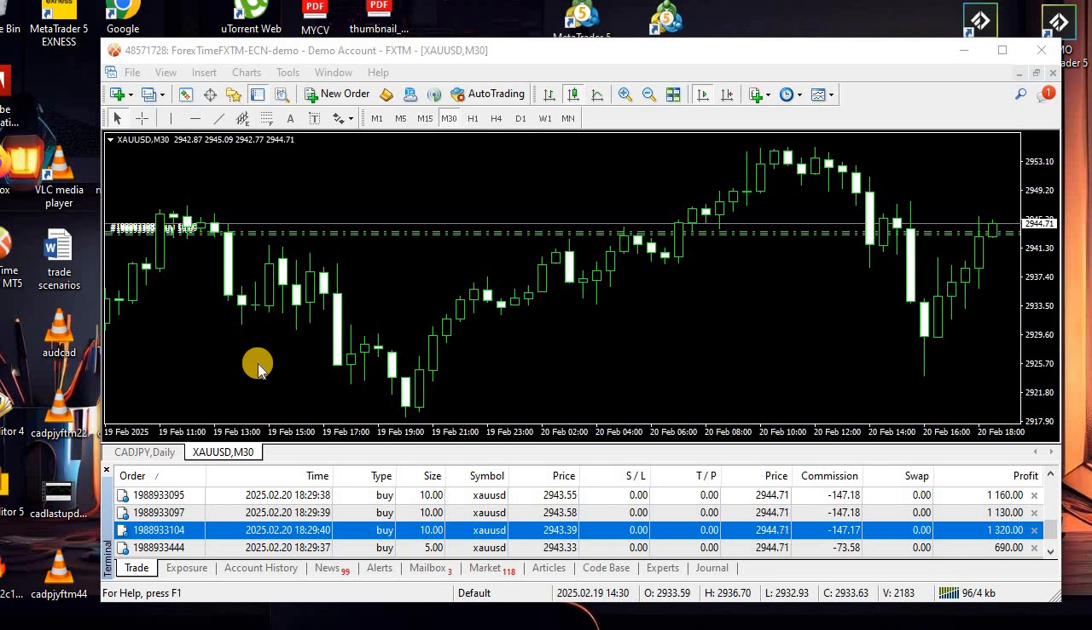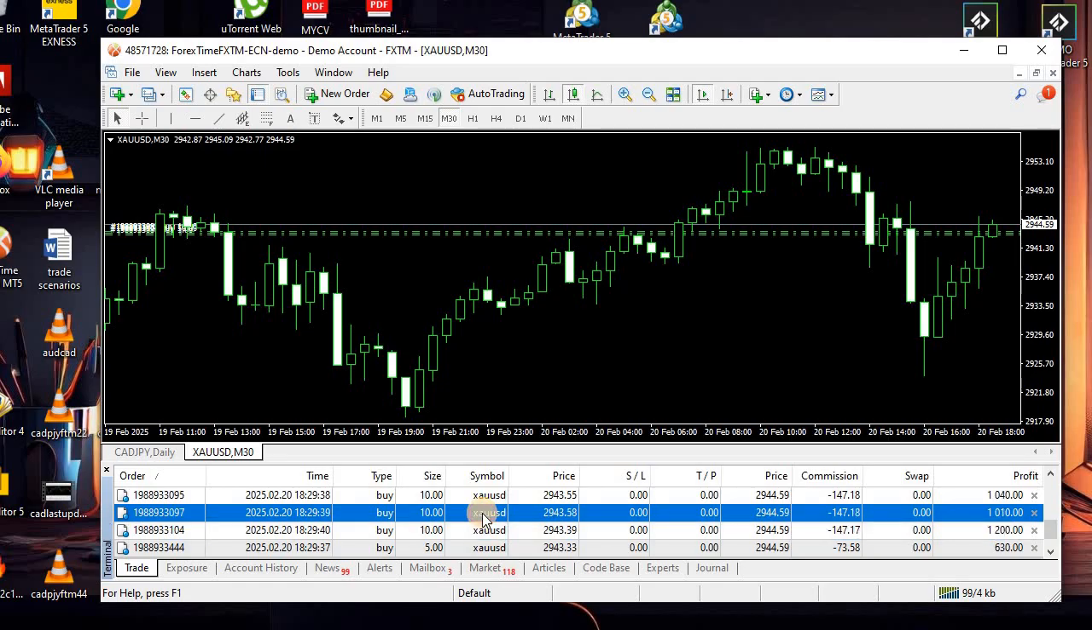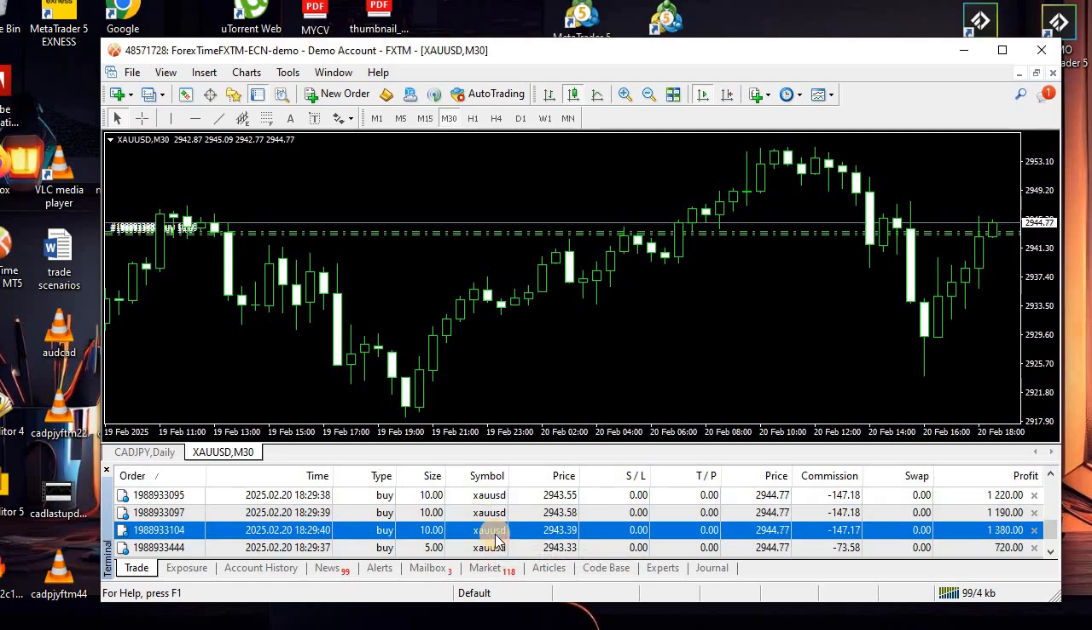Hello guys, I would like to show you how to take partial profit on a running trade. As you can see, I have a running trade here. It's a gold trade. The lot size is 10 lots and I'd like to take 50% partial profit. So how do you do it?